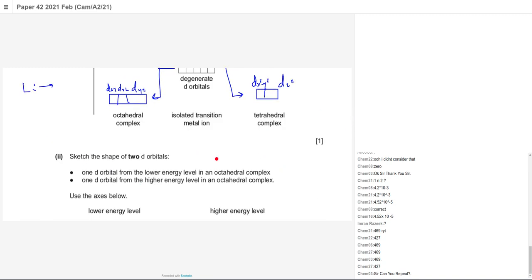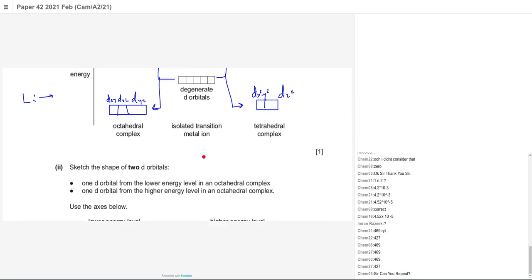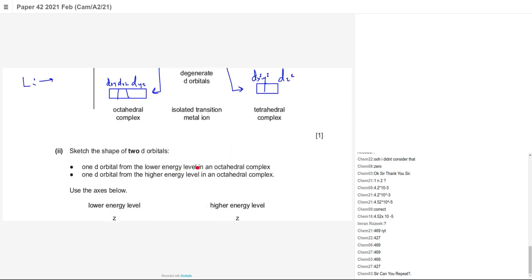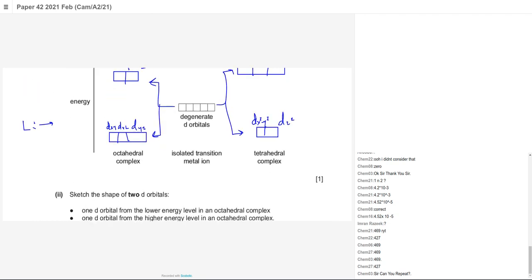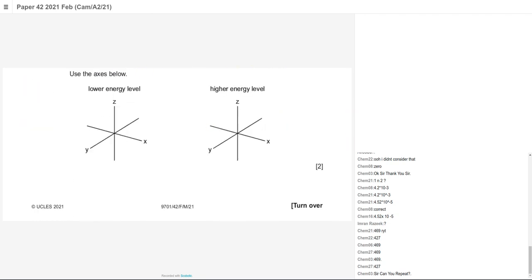Sketch the shapes of 2 d orbitals: 1 d orbital from a lower level in an octahedral complex, and 1 d orbital from a higher level in the octahedral complex. For the octahedral lower level, it should be anything between the x and y orbitals or between y and z. So it should not be on the axis. It has to be in between the axes like this. This is dxy, between the x and the y axis.